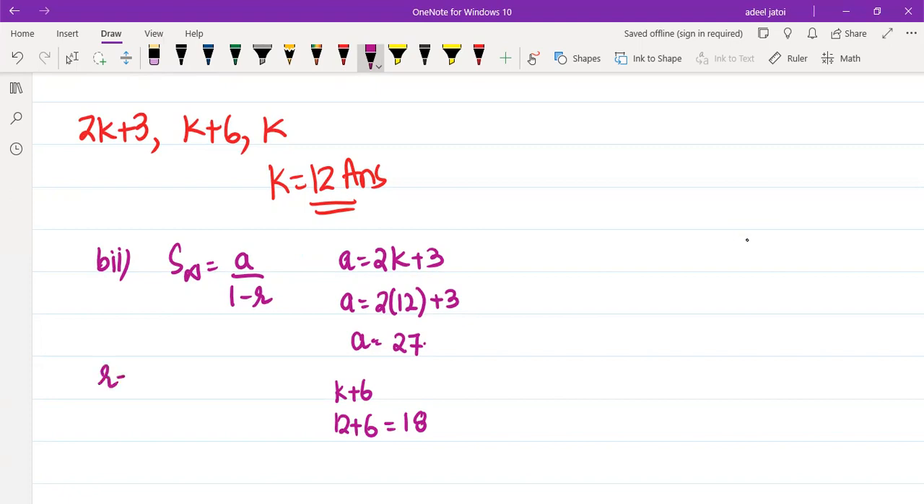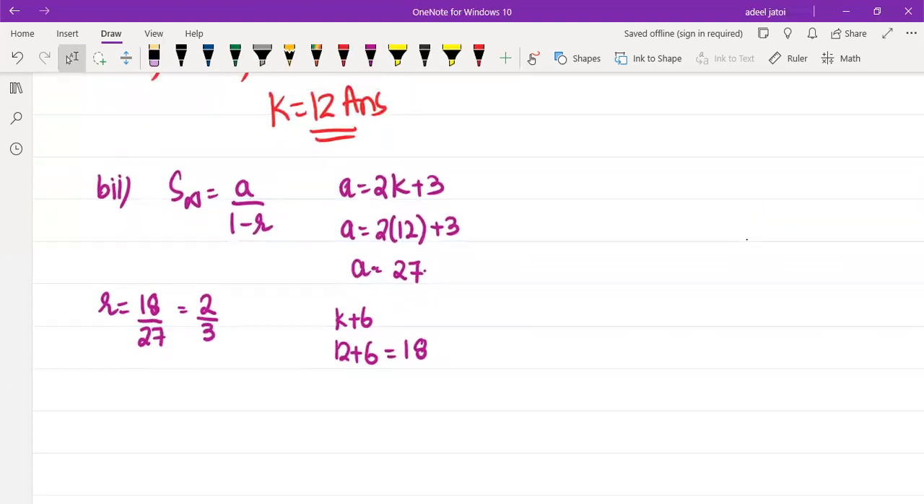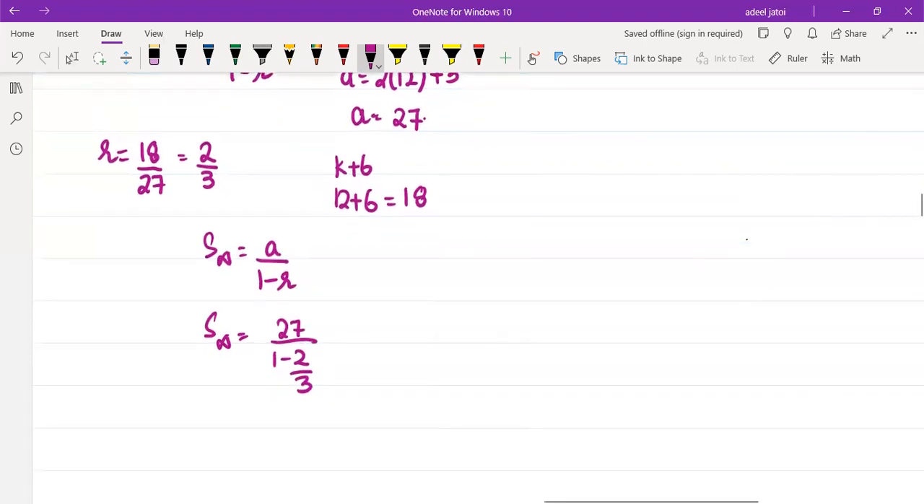So r is equal to 18 upon 27, which is 2 upon 3. So the ratio is 2 upon 3 and a is 27. As I said, the sum to infinity is a upon 1 minus r. The sum to infinity is equal to 27 upon 1 minus 2 upon 3. So the sum to infinity for this is 81. This is the answer for B part 2.